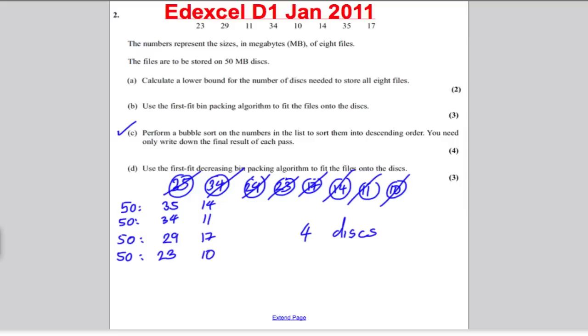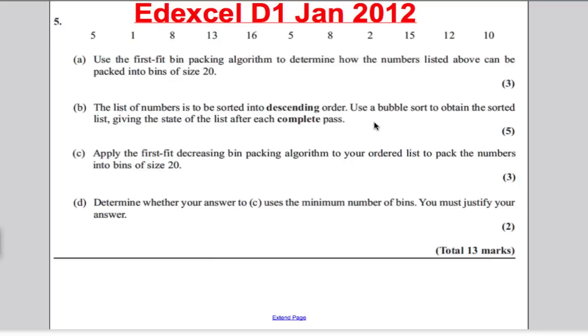Okay, then we've got another question here, our last past paper. So as always, here we go. Take a look. It's January 2012. Pause the video. In 10 seconds, I'll work through the solutions. You mark your work.